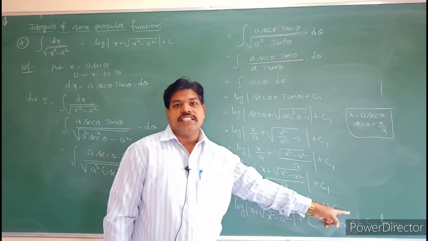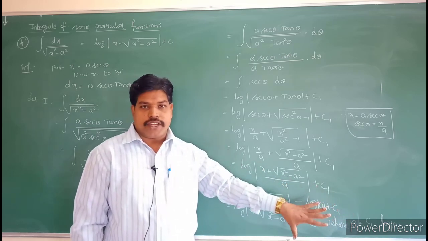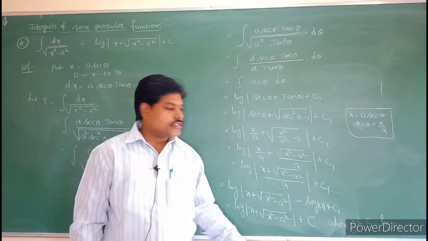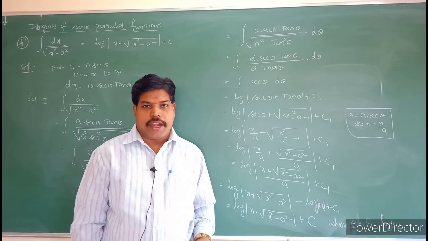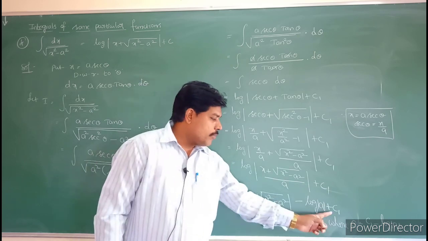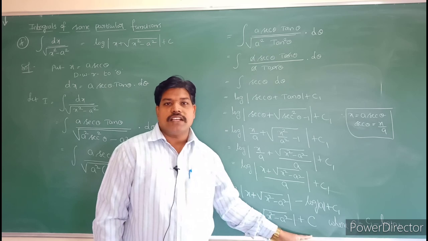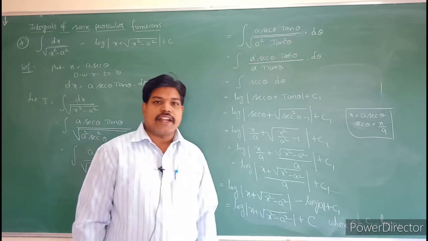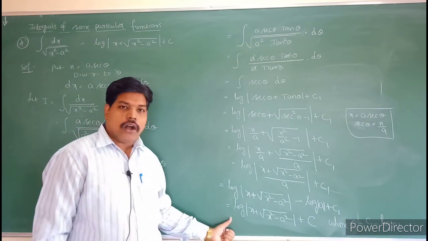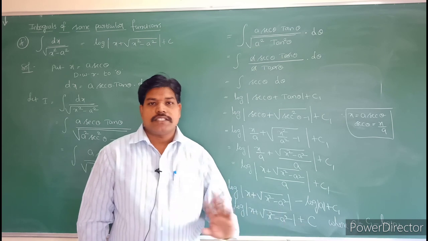Log a and c1 both are constant values, so it is an arbitrary constant. You can take it as an integral constant C. C is nothing but an arbitrary constant. So that is C1 plus minus log of mod A. All these values will become a constant, arbitrary constant or integral constant. You can take it as C. So that is the log of x plus root of x square minus a square plus C.